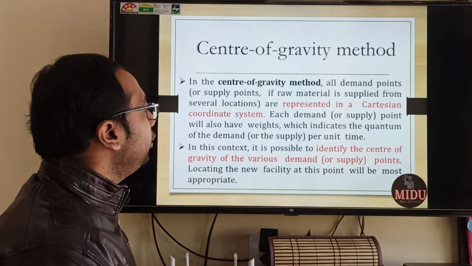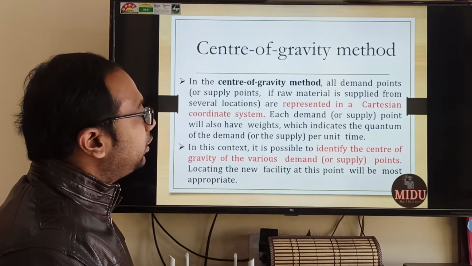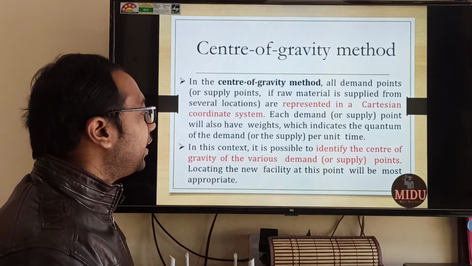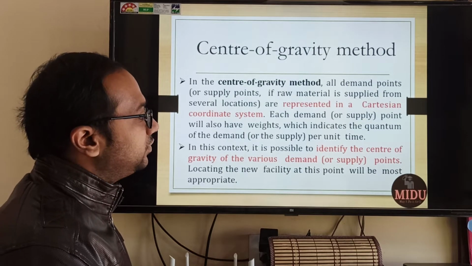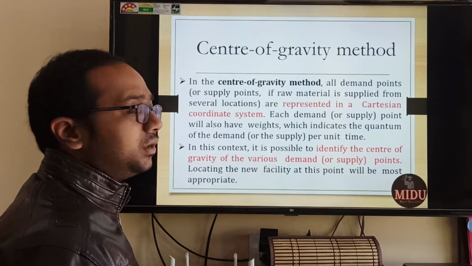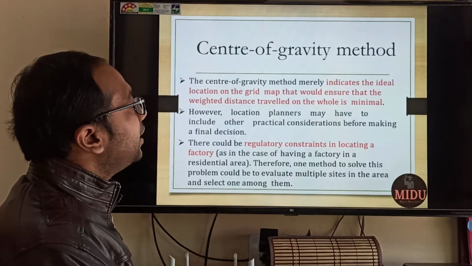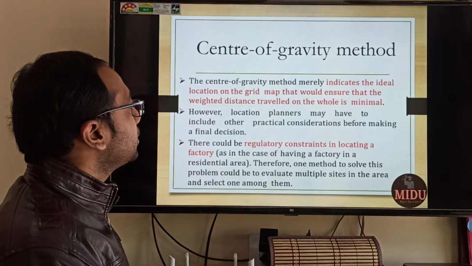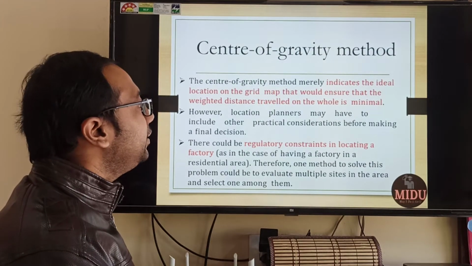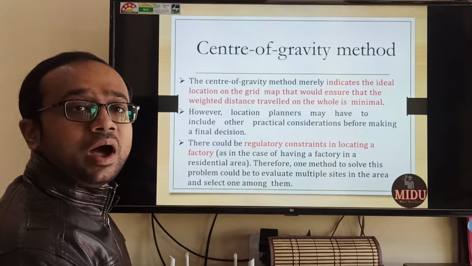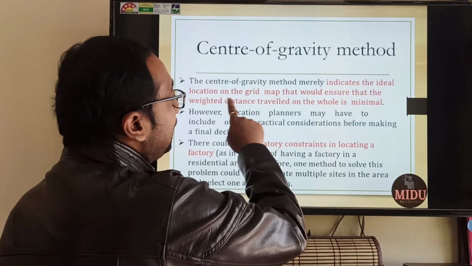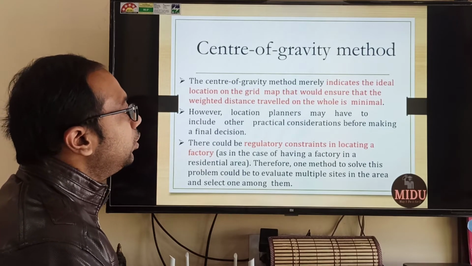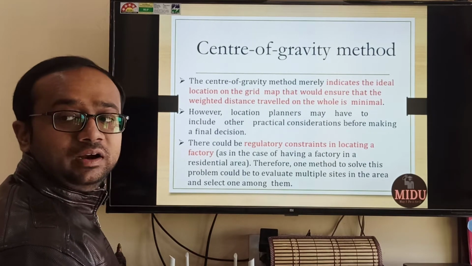Each demand or supply point will also have weights, which indicate the quantum of weight per unit time. In this context, it is possible to identify the center of gravity of various demand points. Locating the new facility at this point will be most appropriate. The center of gravity method merely indicates the ideal location on the grid map that would ensure that the weighted distance traveled on the whole is minimal. So our aim is that we should travel a minimum of the weighted distance. However, location planners may have to include other practical considerations before making a final decision.